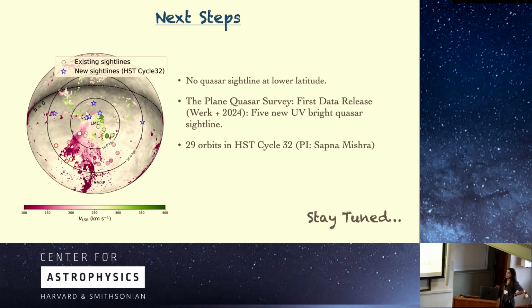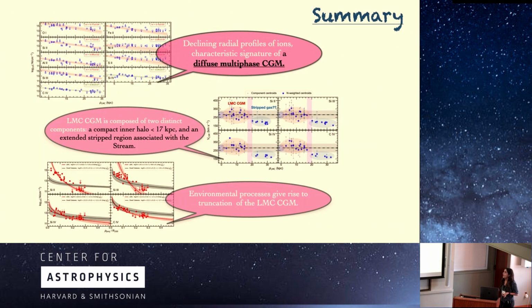This region is particularly important because it is directly exposed to the interaction with the Milky Way. So various other processes like the bow shock can be directly probed using these sight lines. We have luckily got 29 orbits to observe these 5 quasar sight lines. So stay tuned for more results from the front side of the LMC. And this is my summary.